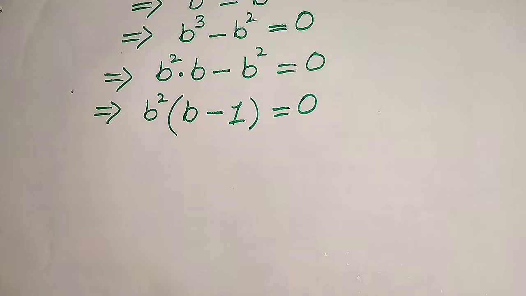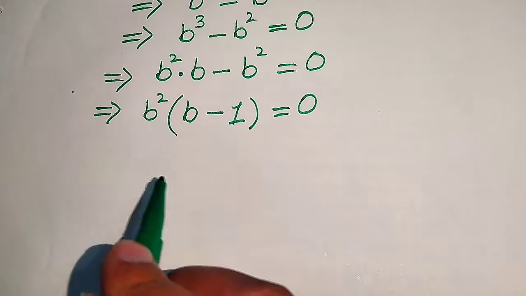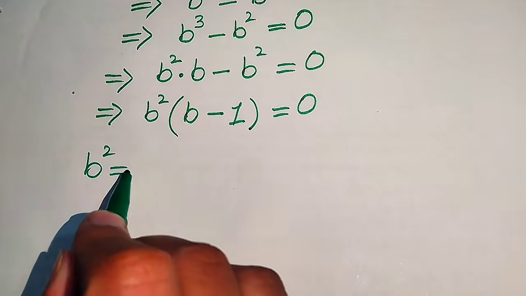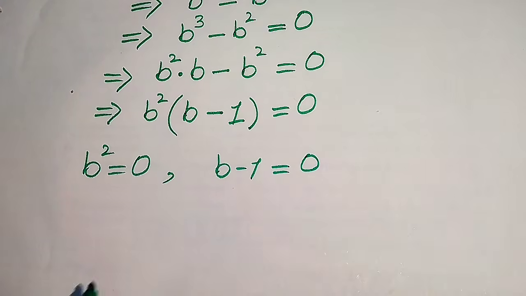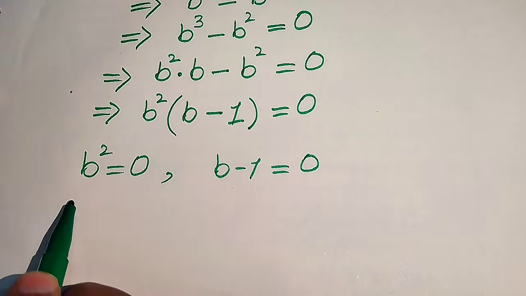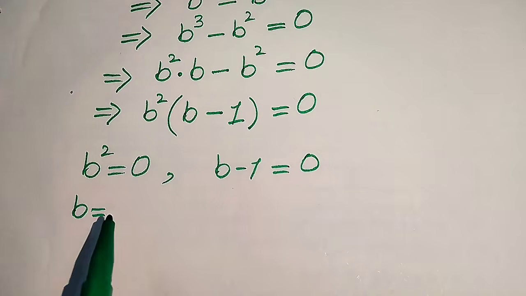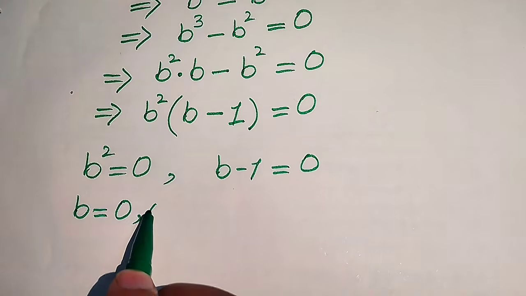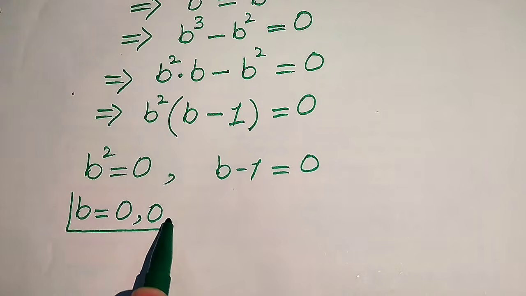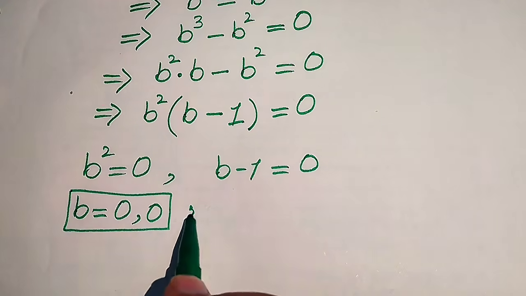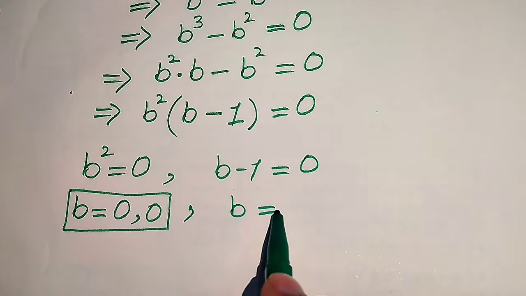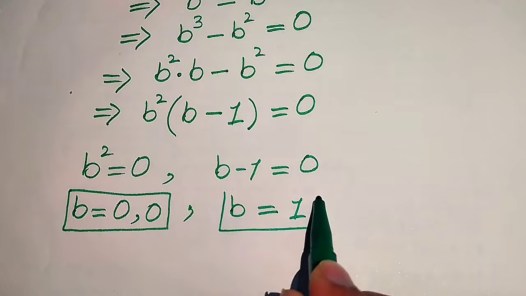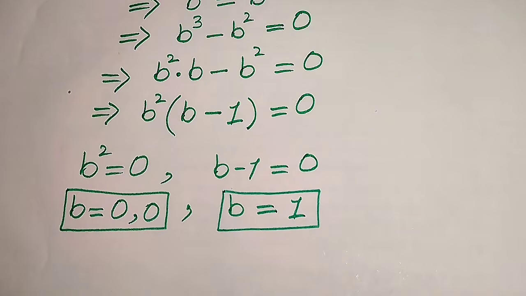Further, in the next step, we divide this equation into two cases. The first case is b square equals 0, and the second case is b minus 1 equals 0. If b square equals 0, this means we obtain two repeated roots, and these roots are 0 and 0. So we get b equals 0. And here we have b minus 1 equals 0, and when we move this minus 1 to the right hand side, it will be written as b equals plus 1. So this is the second root of the given equation.